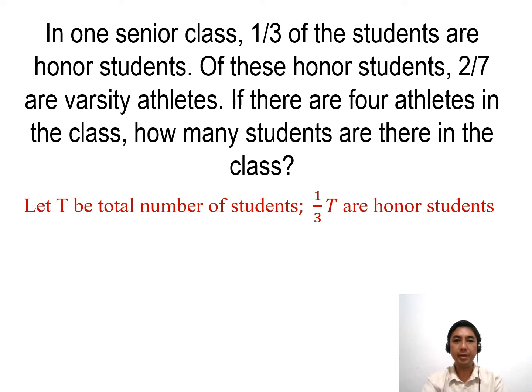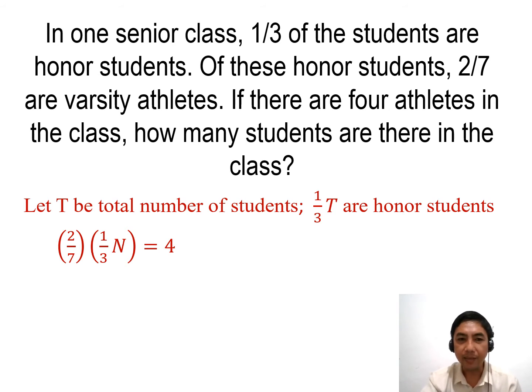Let T be total number of students, and 1/3 of the total number of students are honor students. And 2/7 of the honor students are varsity players or varsity athletes. And there are 4 athletes in that class. So the equation is 2/7 times 1/3 n equals 4. Then you multiply. We have 2 times 1 is 2, 7 times 3 is 21. So you are given 2/21 n equals 4.